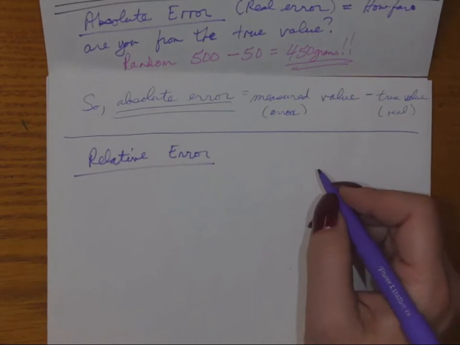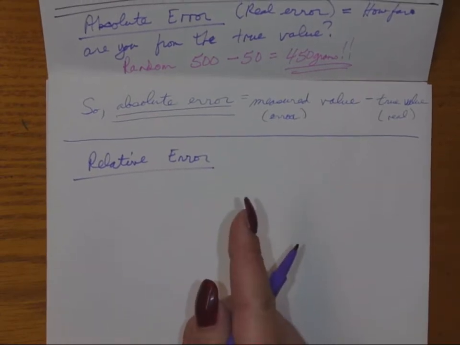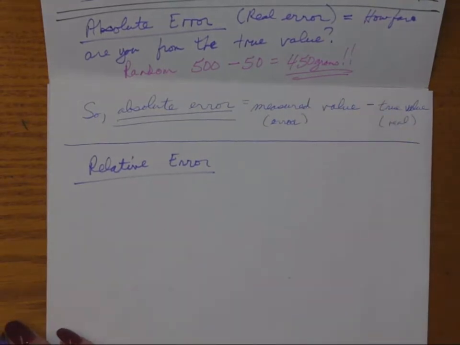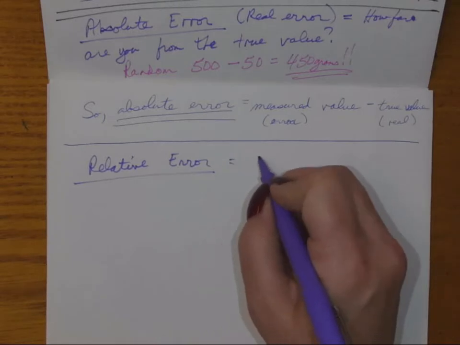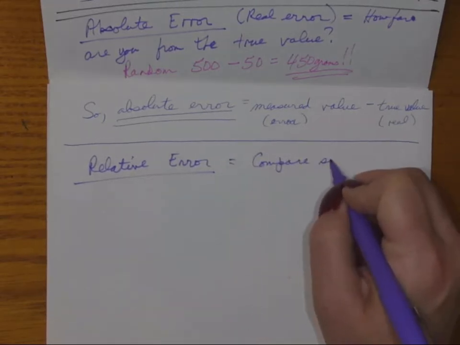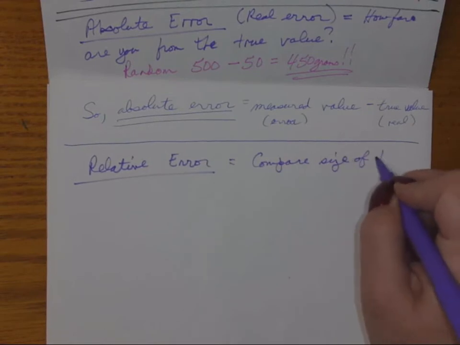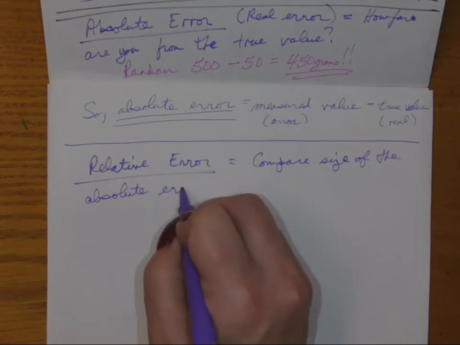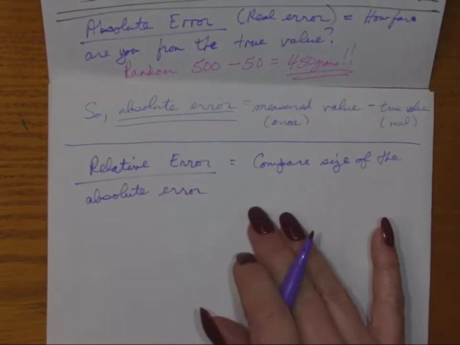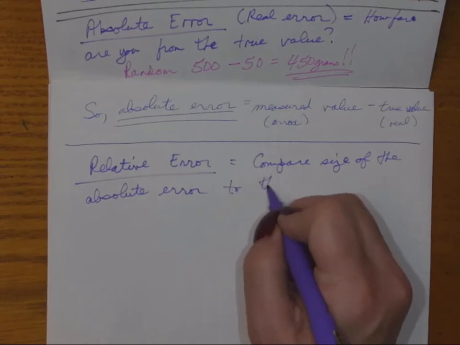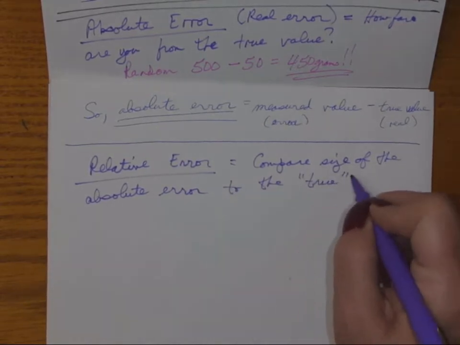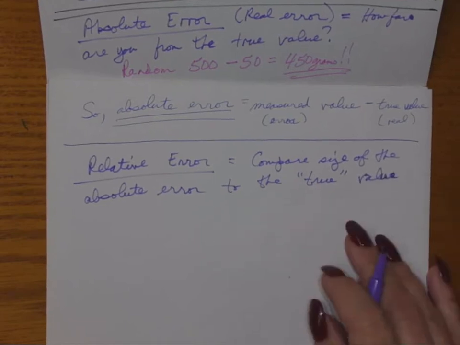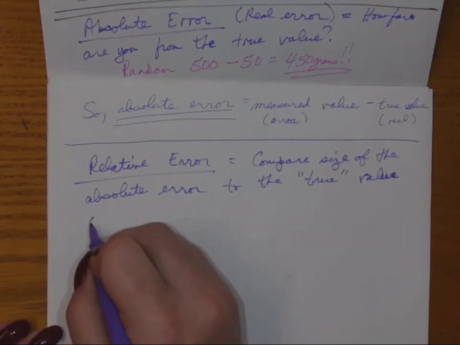Relative error. Okay. So relative error says how big is this mistake compared to what it should have been? Basically what we do is we compare the size of the absolute error. So first I have to find the absolute error, right? So I find that. How far off am I? And I compare the size of the absolute error to the true value. So that's the real weight in this case, right? It's not always weights, but because we're talking about tomato weights here, it is. So the true value of the measurement.